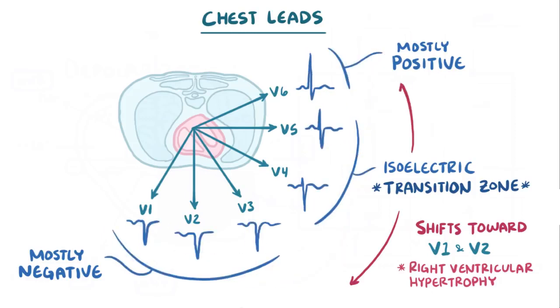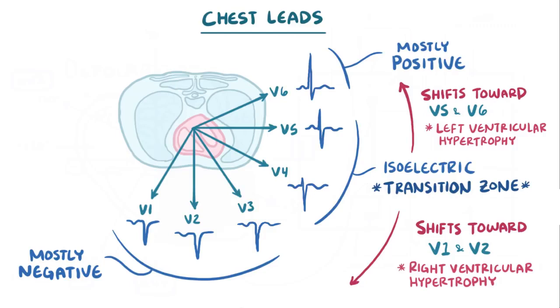On the flip side, if leads V5 or V6 look isoelectric instead of positive, it suggests that the heart might be rotated to the person's left, which can happen if the left ventricle is hypertrophied.